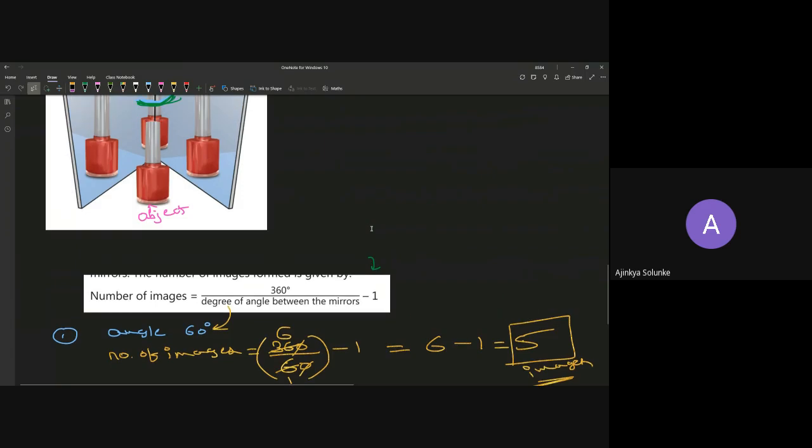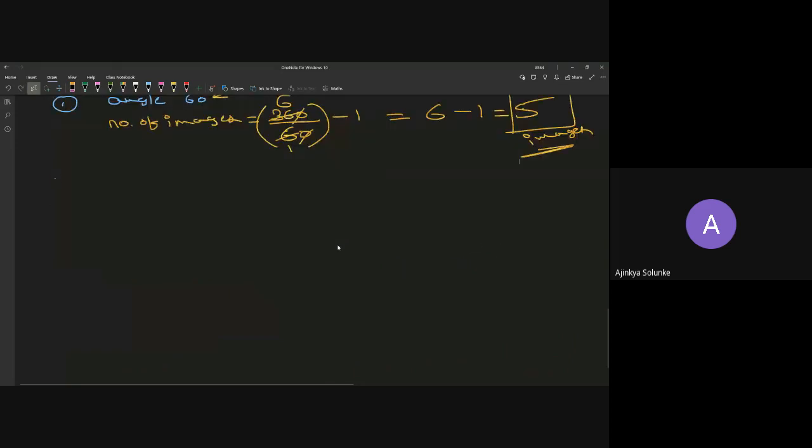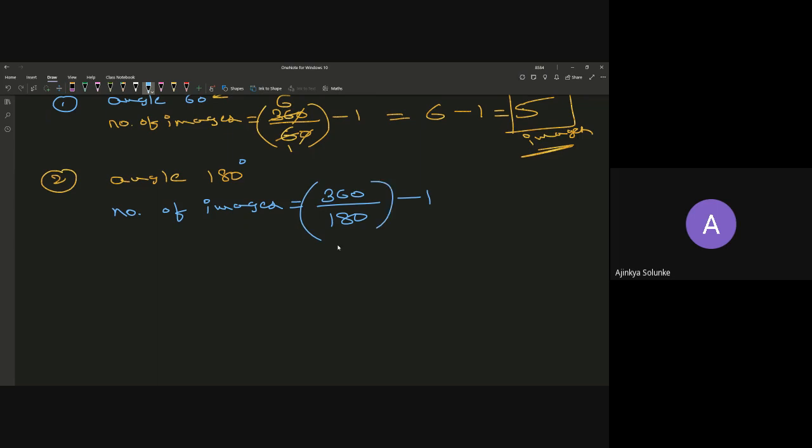That's it. If you want to find out the number of images, all you require is 360 by your angle minus 1. So help me out to identify the number of images if the angle is 180 degrees. Number of images would be how much? 360 by 180 minus 1. 18 ones are 18, so 2. So 2 minus 1 is how much? 1. Very simple.